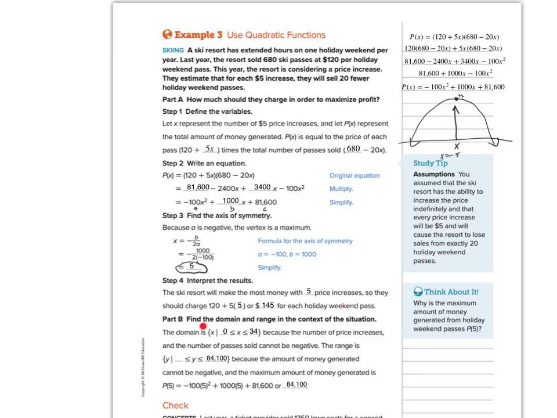And there you go. That's what they are talking about. Now find the domain and range in context of the situation.